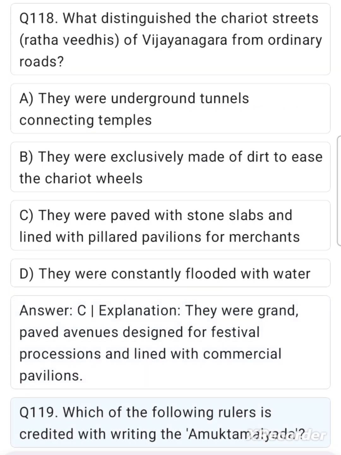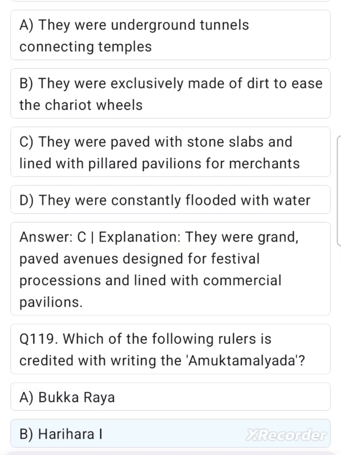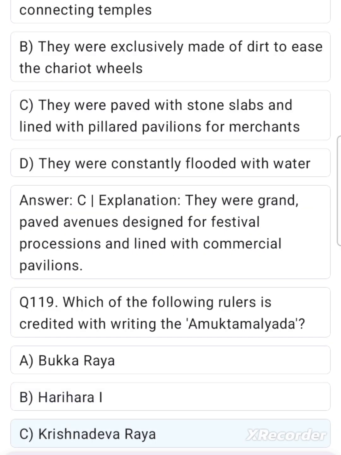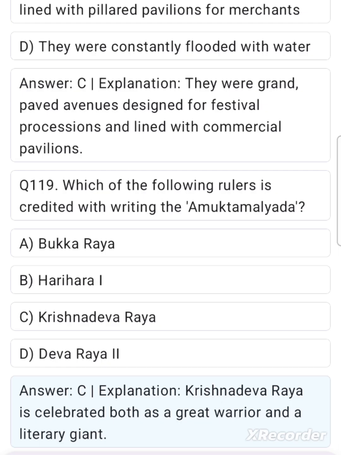Q119. Which of the following rulers is credited with writing the Amuktamalyada? A. Bukka Raya. B. Harihara I. C. Krishnadeva Raya. D. Deva Raya II. Answer: C. Explanation: Krishnadeva Raya is celebrated both as a great warrior and a literary giant.